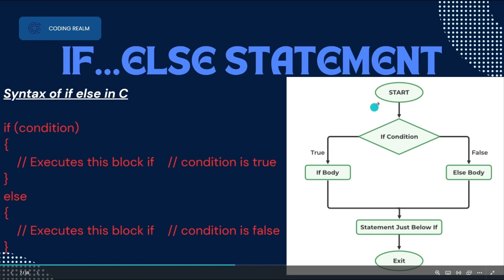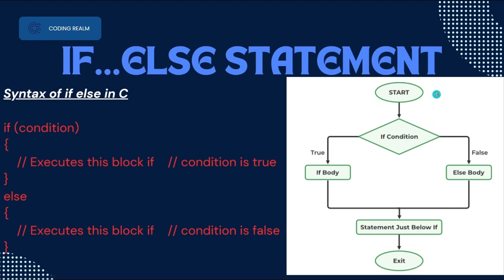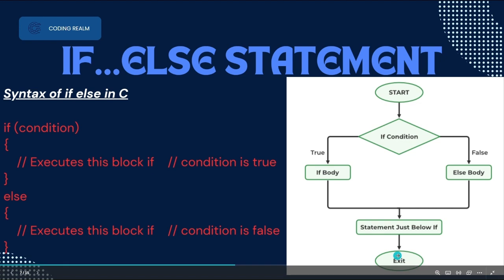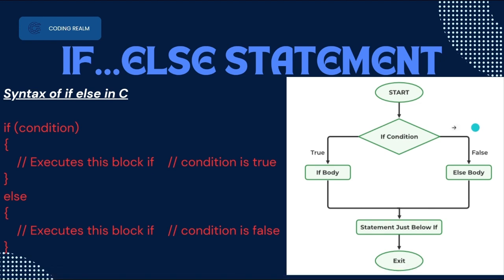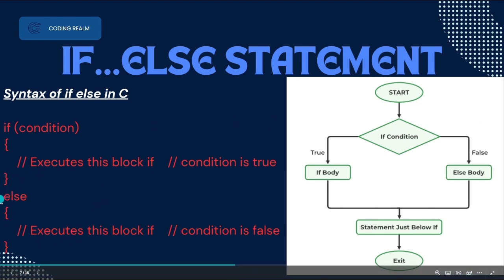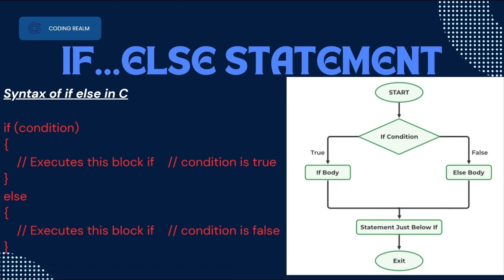Look at the flow chart. We start our code. We have a condition. If the condition is true, we have a body of code, and we go to the end of our code. And if the condition is false, we have the else and its body, and also we go to the end of the code. This is how the if-else statement works.